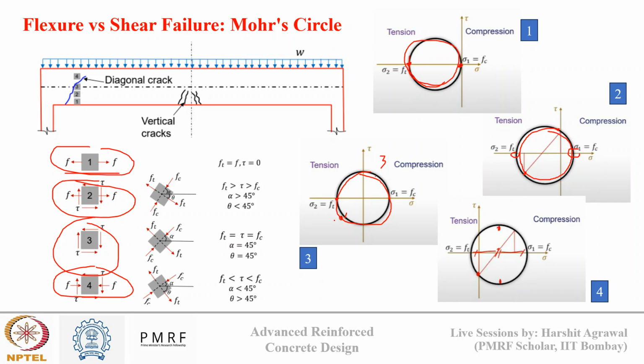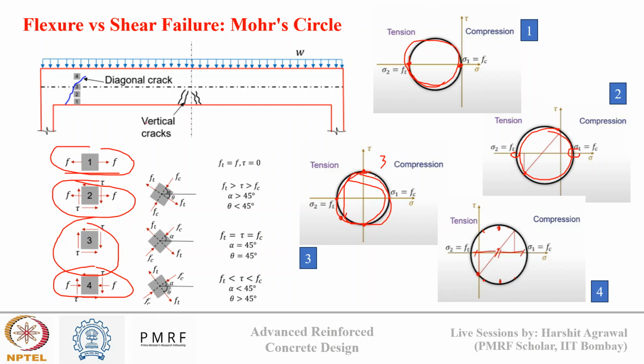Okay, case number 3, where there is only shear and no flexure. I have point one here, and the second point is here, using which I have drawn the circle, and I can calculate the principal stresses. And in the fourth case, I have one point maybe here and here, using which I have drawn a circle and estimated the principal stresses.